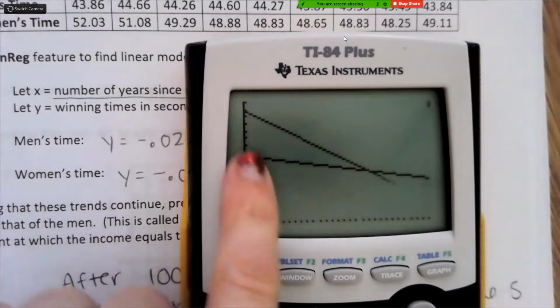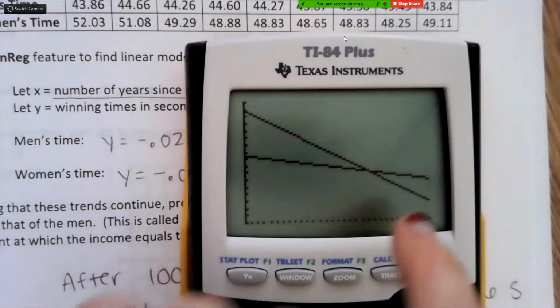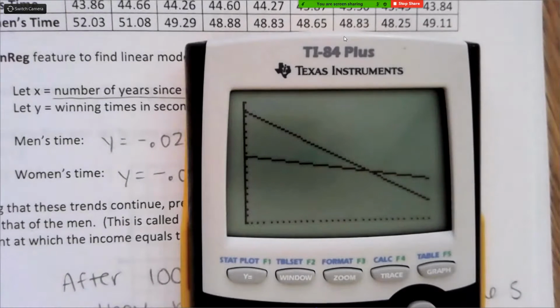So the first line is the men, the second line is the women. I really need to paint my nails after all of this. It's all I can see.